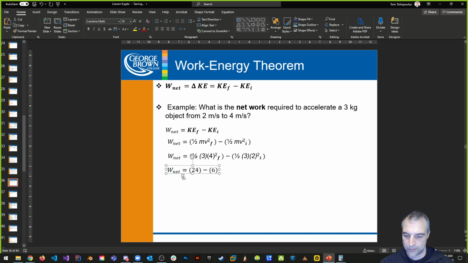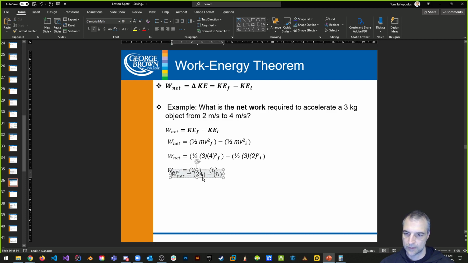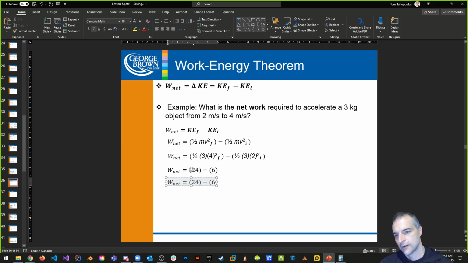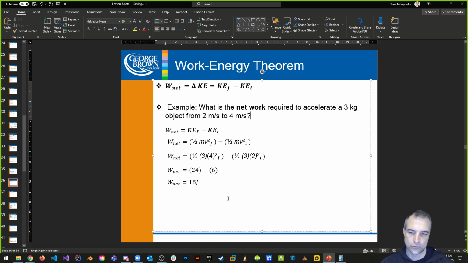And 24 minus 6 is 18. 18 what? If I'm going to say it's 24 minus 6, what is 18? 18 what? Joules. 18 joules of work. That's the net work that's been done. Do you agree? Does this make sense to you?